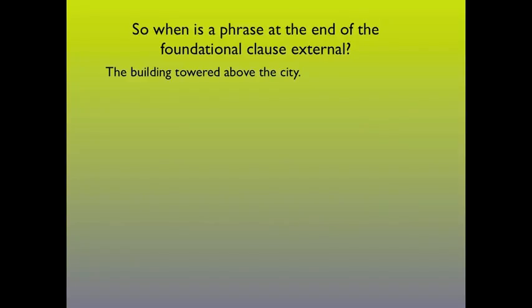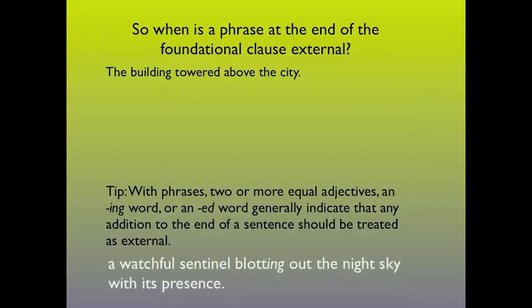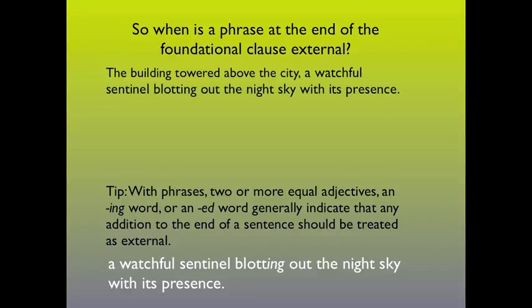Let's first look at phrases at the end of the foundational clause. When do we know whether or not it is external or internal? Well, here's the big tip. With phrases, two or more equal adjectives, an ing word, or an ed word generally indicate that any addition to the end of a sentence should be treated as external. What does that mean? Well, let's try a watchful sentinel blotting out the night sky. Now, technically, this does not begin with an ing or an ed word, but you can see the word blotting in there, and that is the ing word we're looking for. That's what's going to suggest this is external. The sentence would read, the building towered above the city, a watchful sentinel blotting out the night sky with its presence.